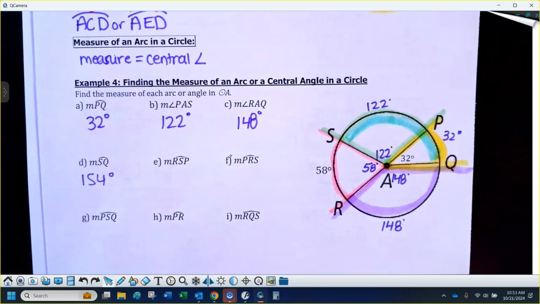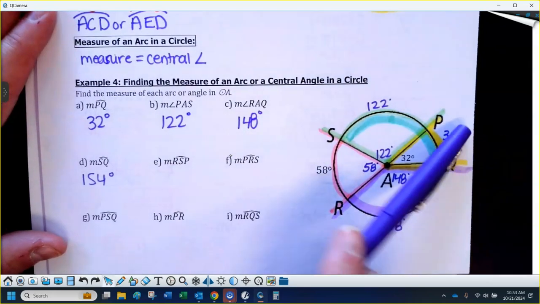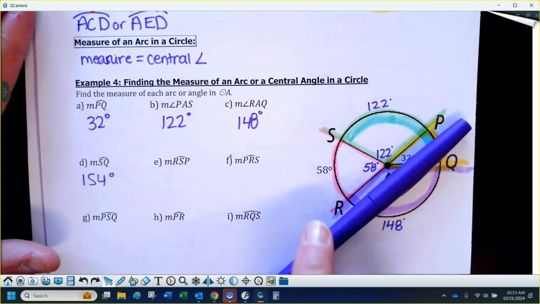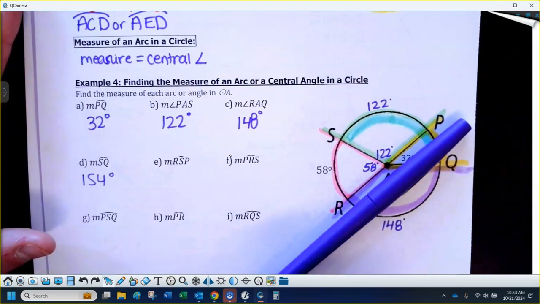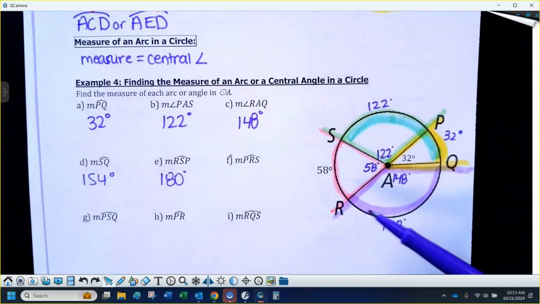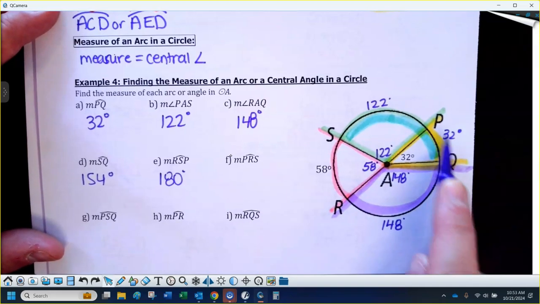All right, if I go RSP, here's R, here's S, here's P. That's exactly half a circle. So what's half a circle going to add up to? 180. Done. If you've got a diameter and it wants the arc that matches that, R to P here, that's going to be 180.